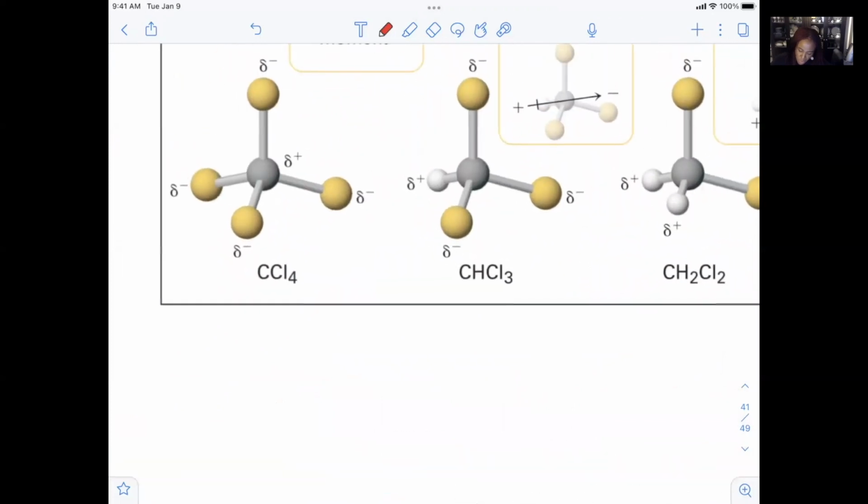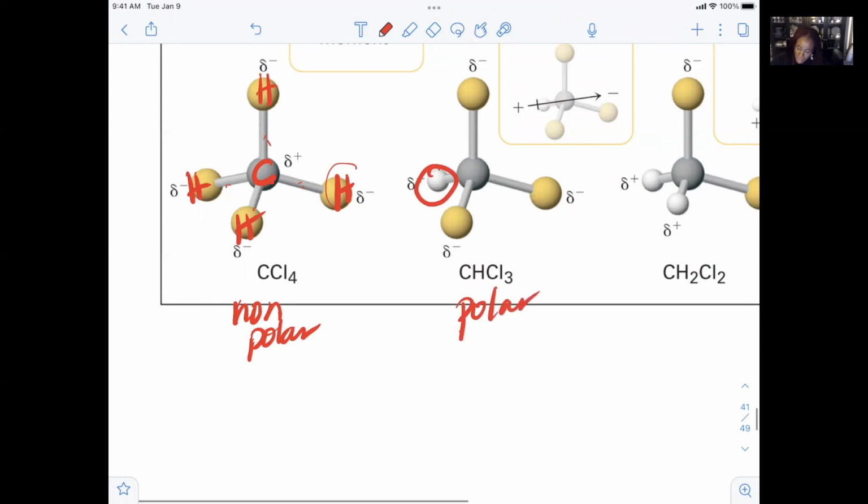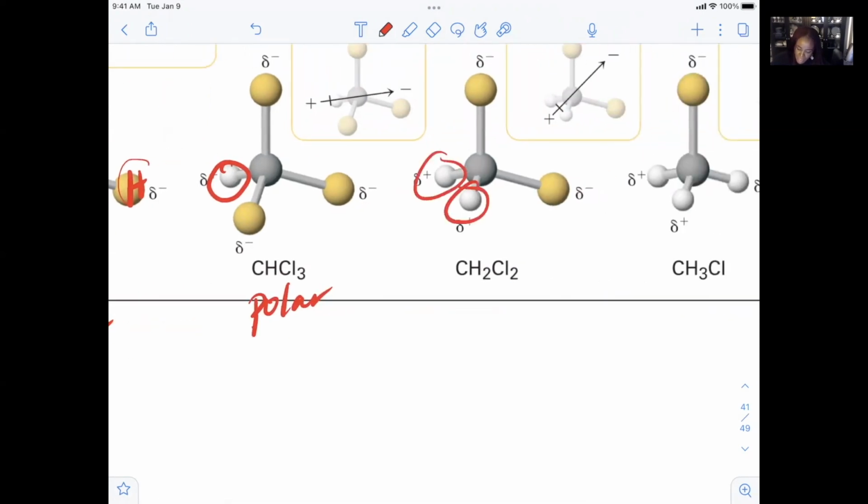And this is showing you, once again, we have carbon, hydrogen, hydrogen, hydrogen. The bonded groups are all alike. The surrounding groups are all alike. This is going to be non-polar. This one here is not like the other. This is going to be polar. These 2 are not like those 2, the surrounding groups. So this is going to be polar.